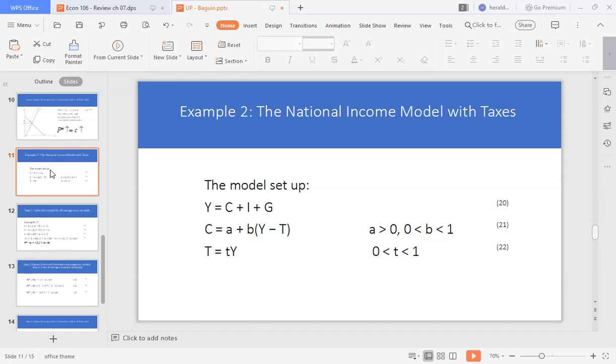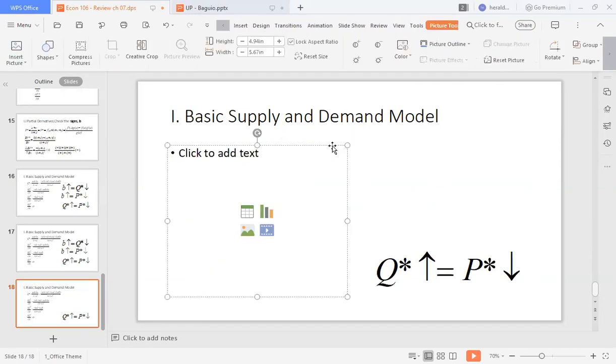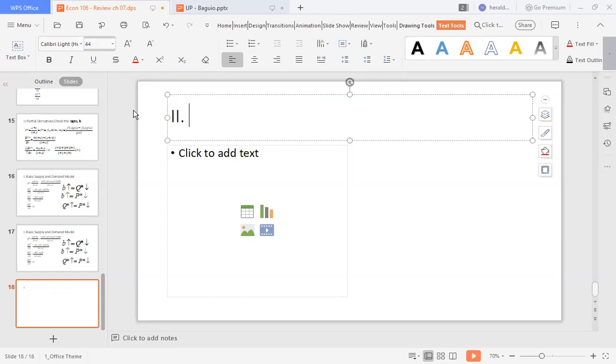So again, we have here the national income model. Let's use, I'll just use a basic one. Okay, so I'll just delete this one. Let's use this time, this is already macroeconomics, national income.